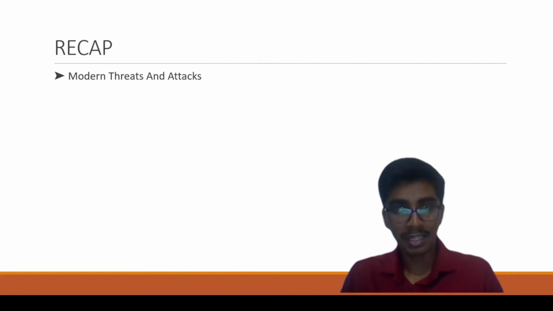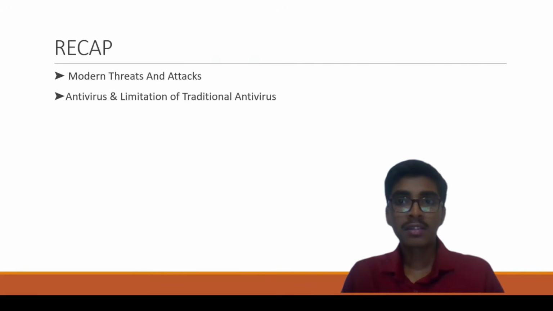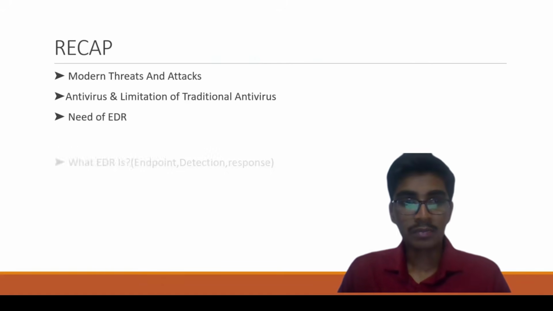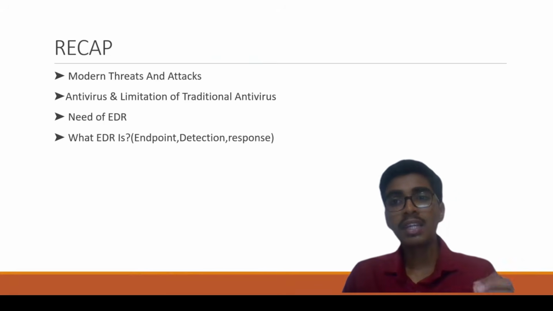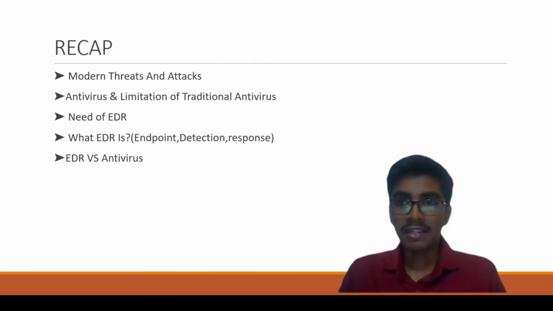First of all, we are going to see a recap of our previous video. We have seen modern threats and attacks, which are increasing their frequency as well as updating their techniques. To protect our system, antivirus exists, and we saw what their limitations are. Due to these limitations, EDR has been used. So, what is EDR? It is endpoint detection and response. In a network, it is used to protect each and every endpoint, that is, each and every device. At last, we have seen EDR versus antivirus.